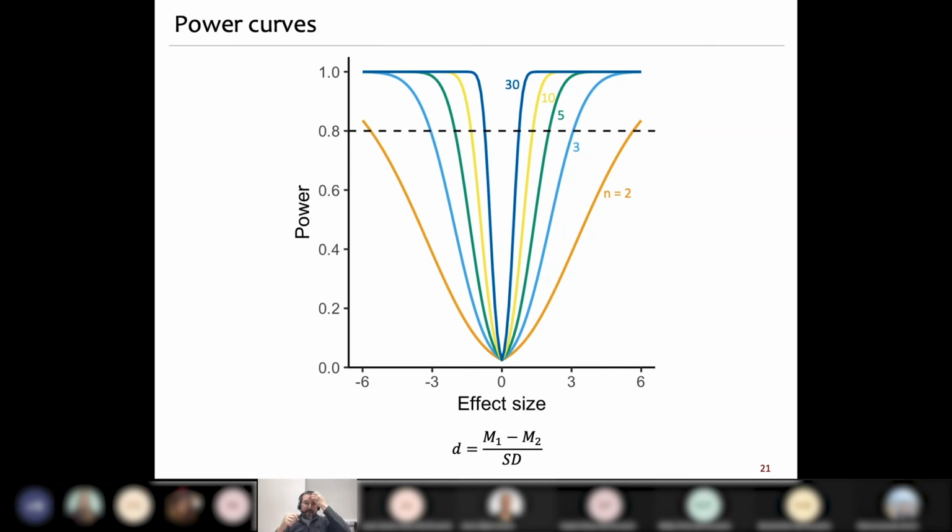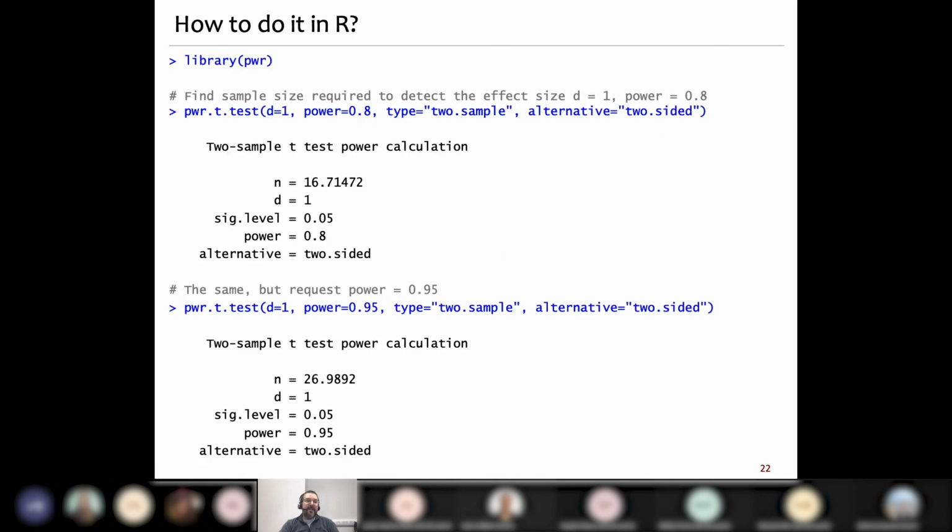However, we usually go the other way around. We want to know the minimum sample size to achieve a given power. For example, we want to achieve power of 80%. What sample size do we need to find a given effect size? You can do this in R using a library pwr. If you load this library, you can then use this function, pwr.t.test. It works in a way that you provide it with 3 out of 4 values plus an alternative.